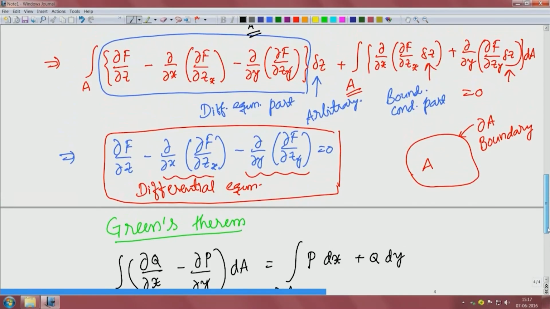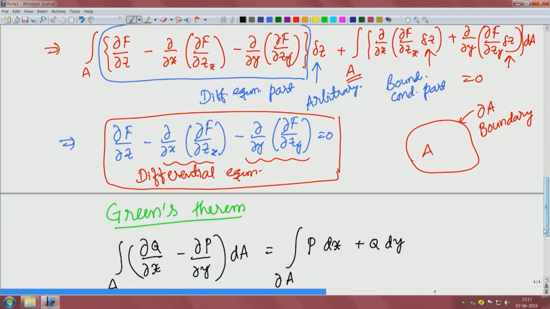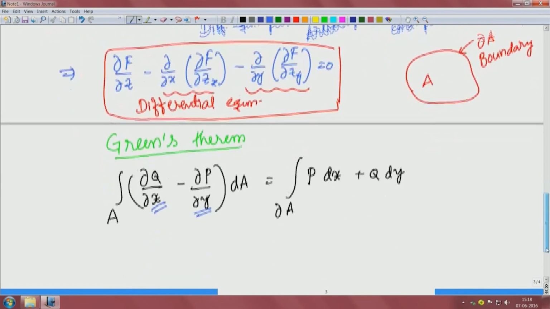Now, let us look at what we have. If we compare this quantity, dou q by dou x, that is what we have. This part is q, and then minus dou p by dou y is what we have here, so minus of that will become p. So, q and p over the area dA. Now, we reduce it to something on the boundary.